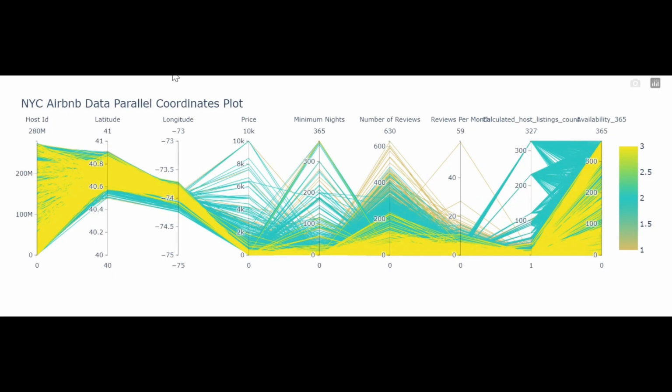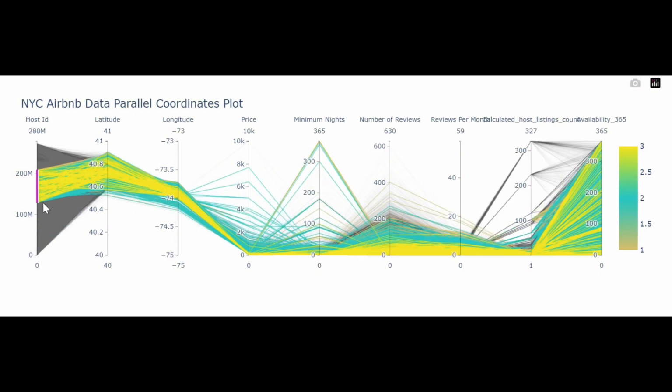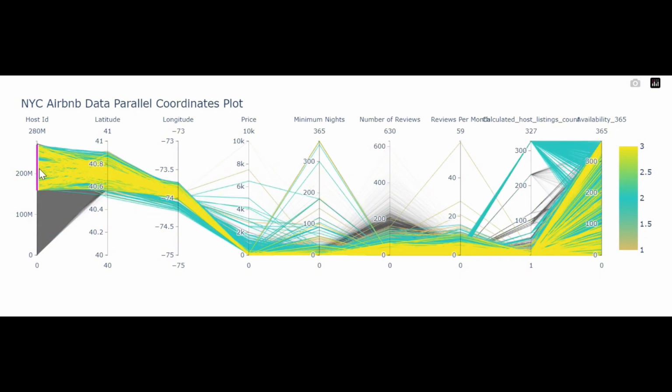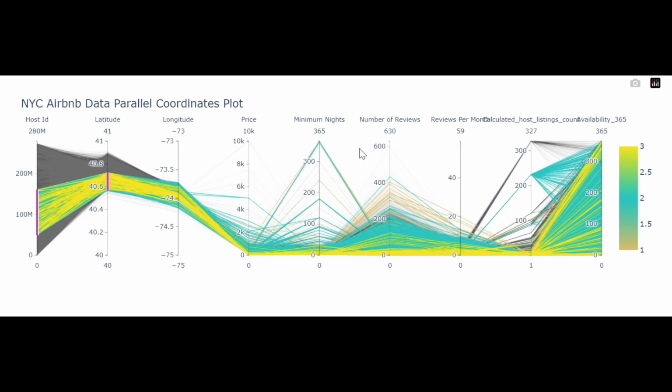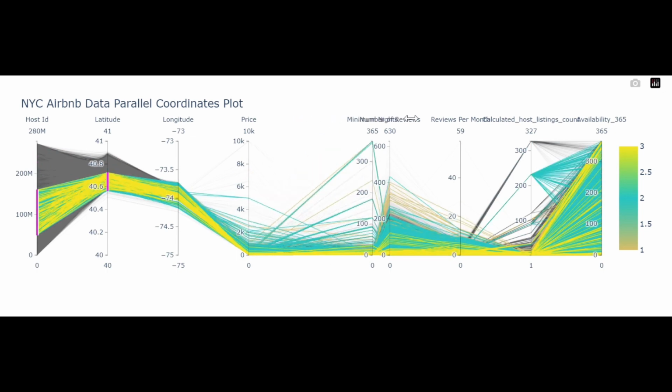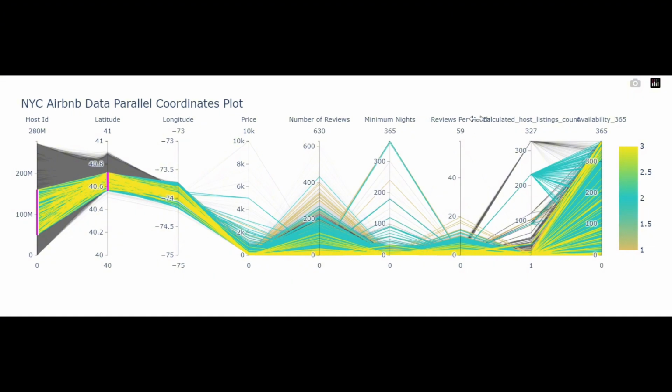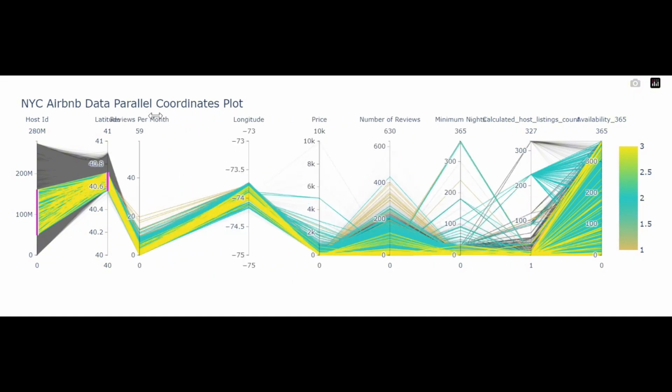The parallel coordinate plot is highly interactive. You can drag the lines along the axis to filter regions. And you can also drag the names of the axes across the plot to reorder the variables.